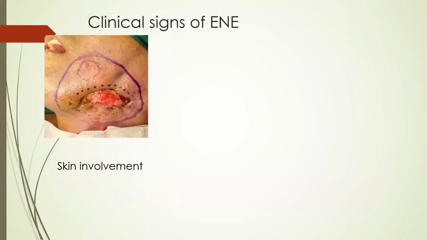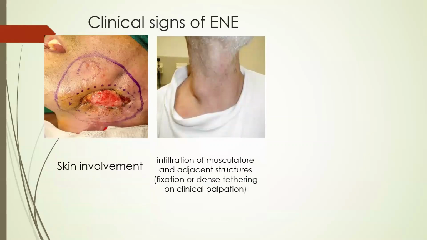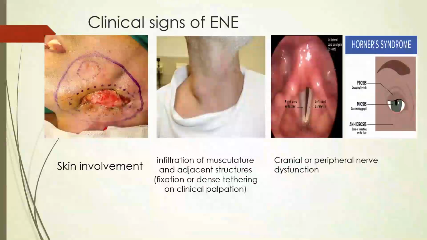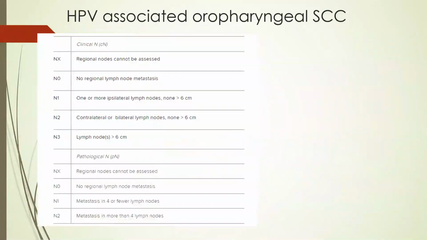So, there can be skin involvement, there can be infiltration of your local muscular structures and adjacent structures. There can be fixation or restricted mobility on palpation. And finally, there can be any local cranial or peripheral nerve dysfunction, like involvement of the vagus nerve, which can cause vocal cord paralysis, or involvement of the sympathetic cervical chain, which can cause Horner's syndrome. So these are the clinical findings you can find in extranodal extension.